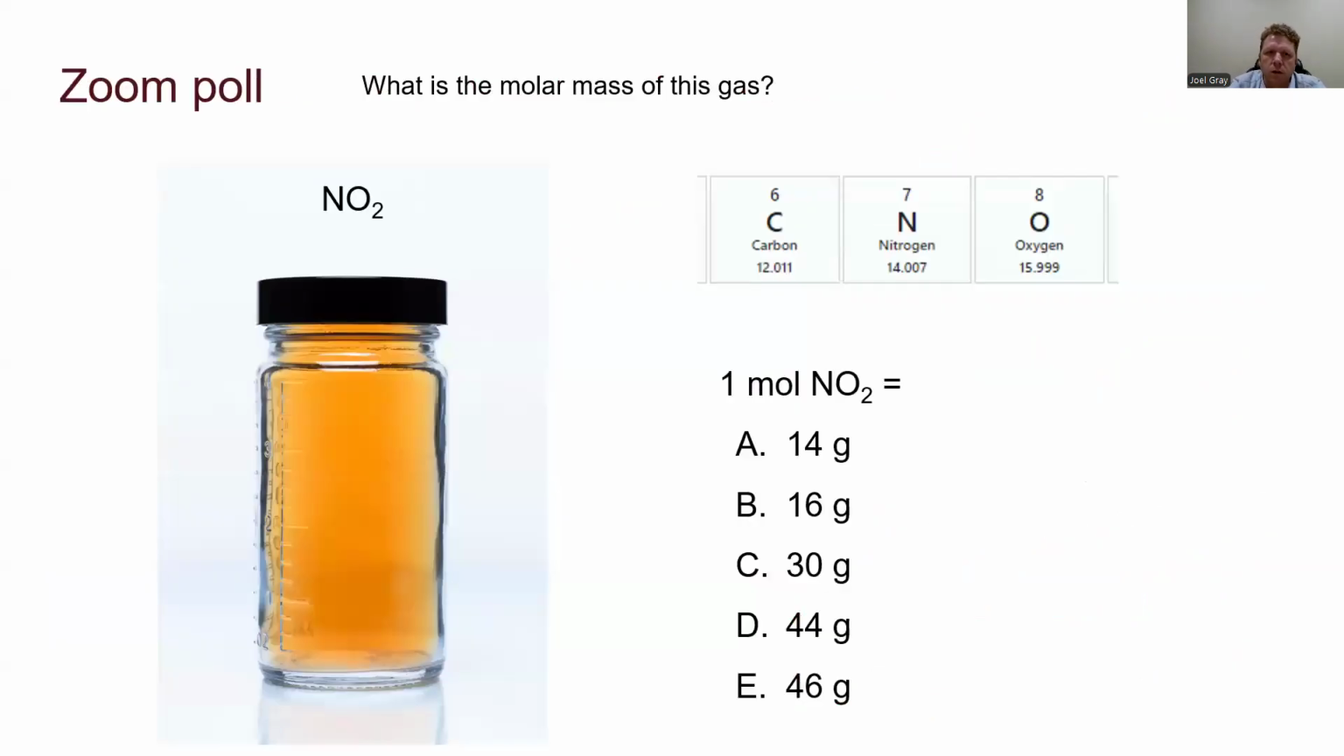Now, our last Zoom poll question of the day. Launch. What is the molar mass of 1 mole of N2? I clicked launch several times and now it's going. Is it 14, 16, 30, 44, or 46 grams? We got 2 votes for 46. I'll give you another 10 seconds on this question.